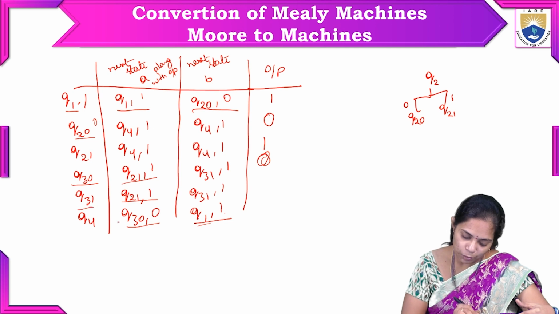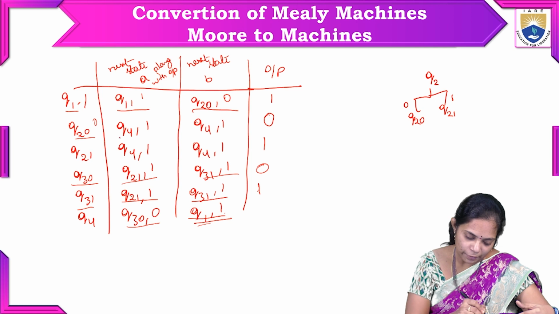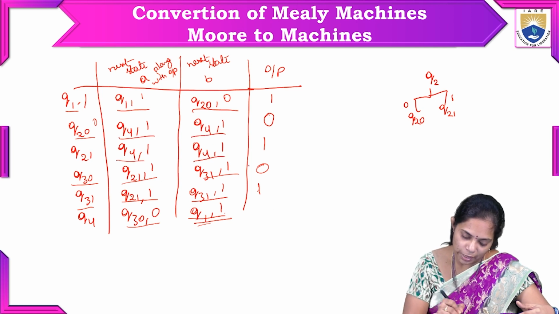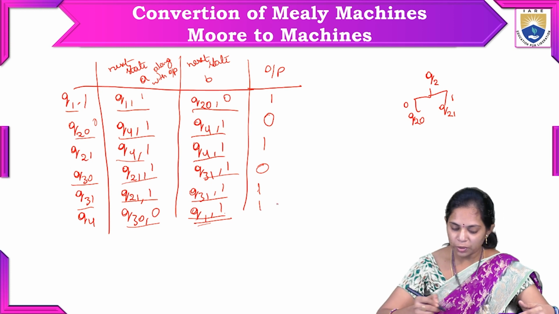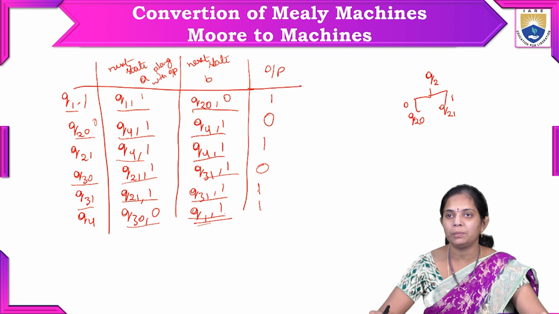And Q3 1. So Q3 1 is having the 1. So here the Q3 1 is having 0 and 1. And Q4, every time we are getting the Q4 state is having the 1 as an output. So here is the Moore machine what we have constructed from the Mealy machine.